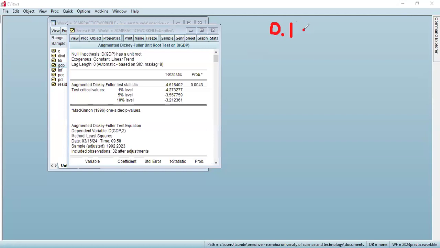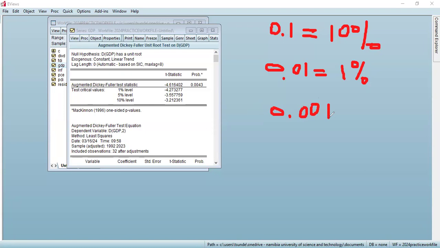0.1 is 10%. Zero point zero one is 1%. 0.001 is less than 1%. Can you see that? So it's significant at what percentage? It's significant at what level of significance?